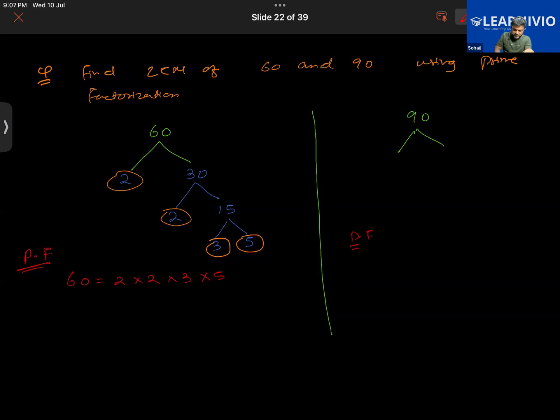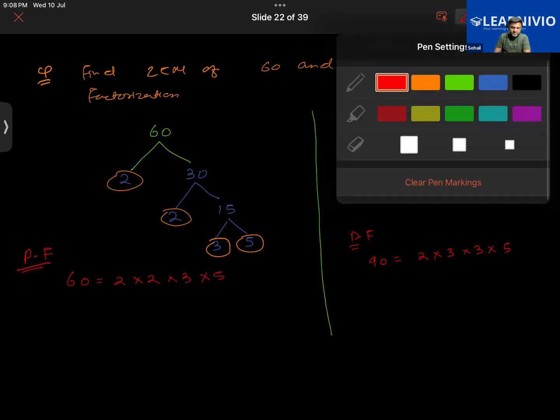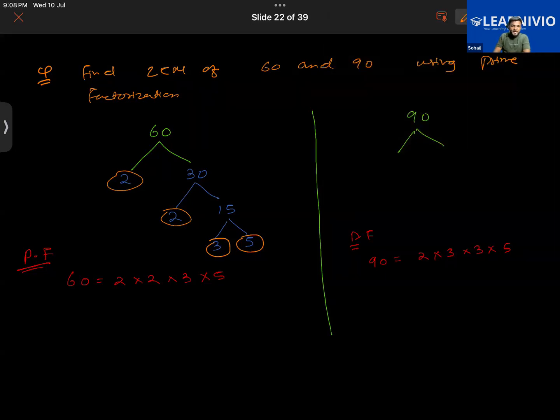The prime factorization of 90 equals 2 times 3 times 3 times 5, right? 2 3s are 6, 6 3s are 18, 18 5s are 90. You can cross check it in that manner also. If the product gives you 90, then it is correct. Now let us understand the real thing. We have found the prime factorization of the given numbers. Let us understand how we are going to find the LCM.